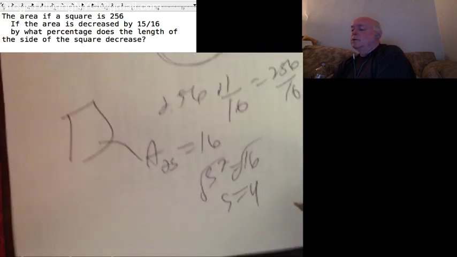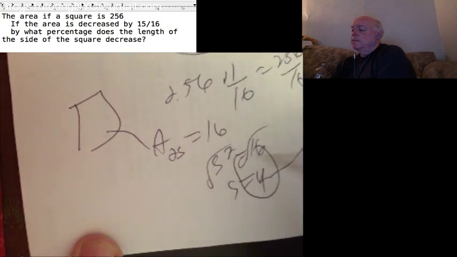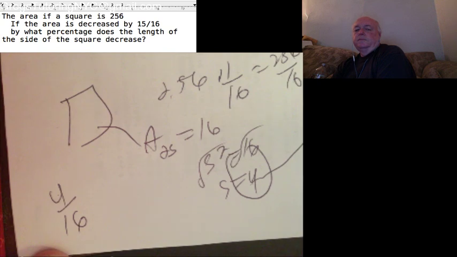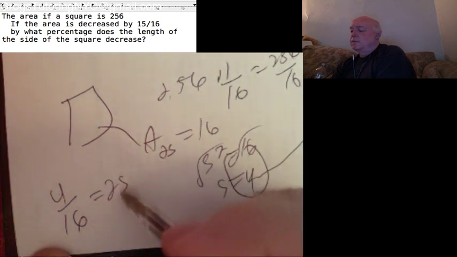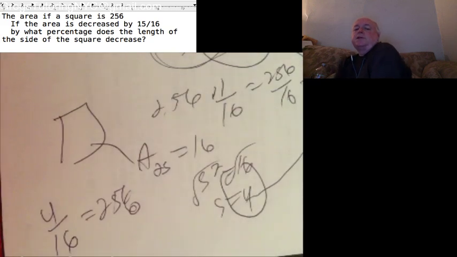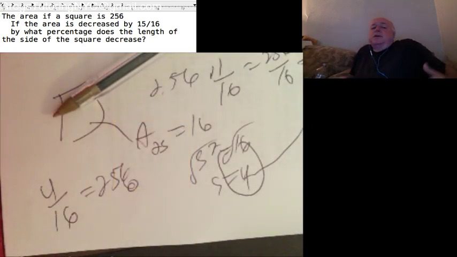And now all we want to do is compare the two side lengths. We have 4 to 16. So that's 25%. Okay, and it asked, how much does the length of the side of the square decrease? Well, it went from 16 to 4. So it decreased by 75%. All right, so again, we had the original question, which is often on the test. This gave a little twist to it. There could be other twists to it, as all questions already have.